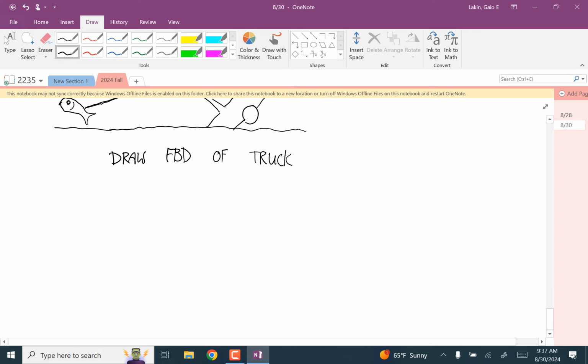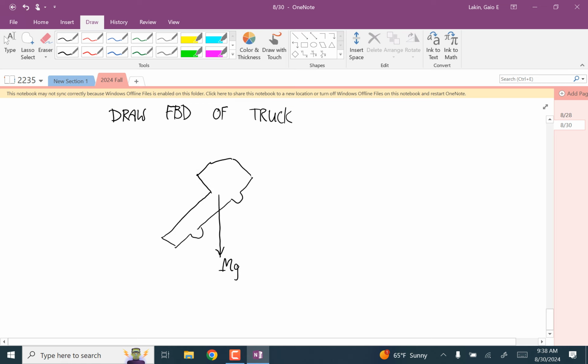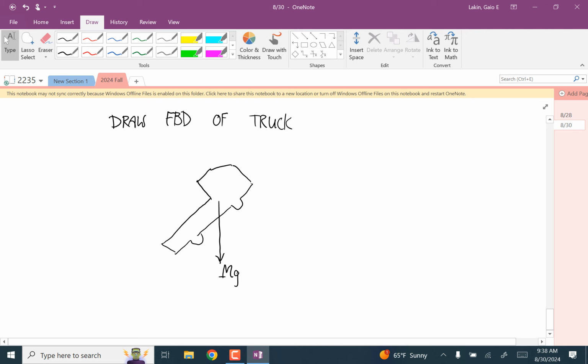Okay, so I'm going to draw an outline of the truck. I know that the weight is acting on the truck, so I don't know what the mass is, but whatever it is, call it capital M. Multiply it by 9.81 meters per second squared, and that's the weight.